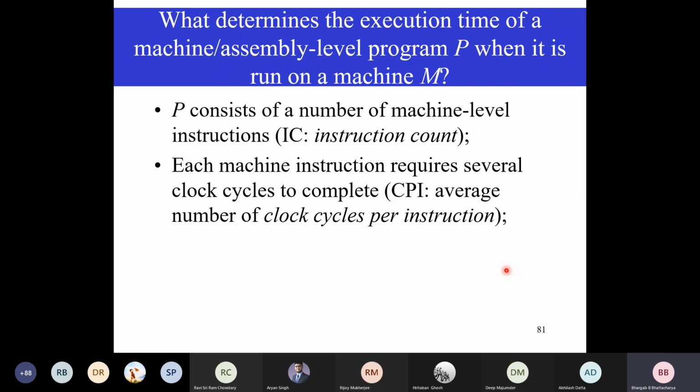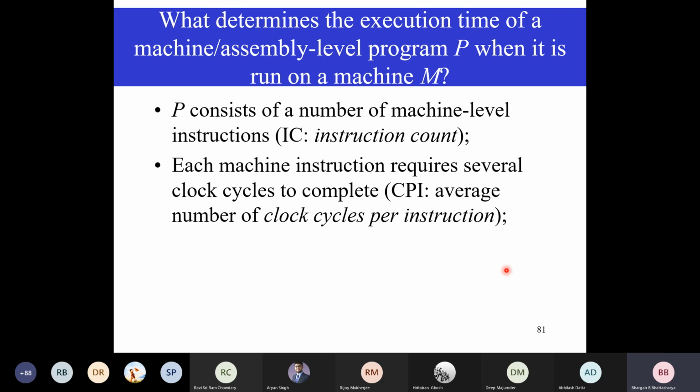Recall the load instruction. What are the actions needed for executing the load instruction? There are so many steps, right? So each machine instruction requires several clock cycles to complete. And these clock cycles may vary, of course. So let us consider an average of that. So average number of clock cycles per instruction. So you have instruction count, average number of clock cycles per instruction.